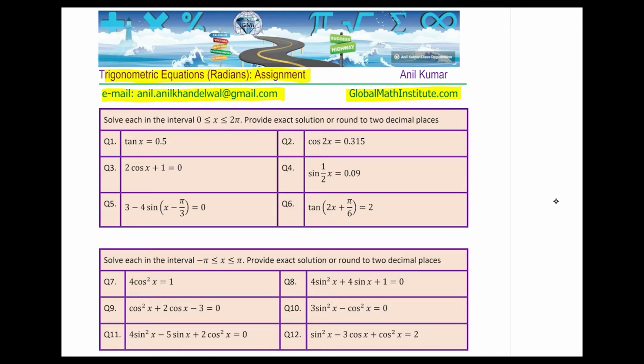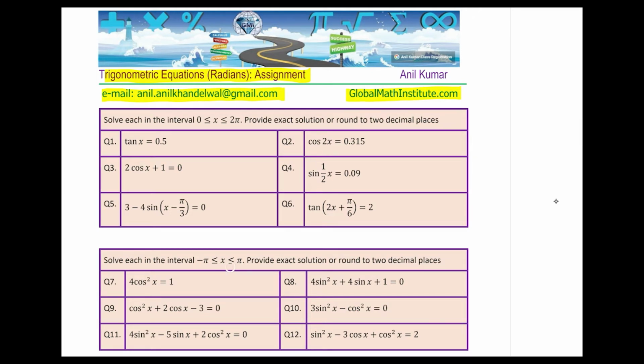At present, you can see 11 questions on the screen. Let us go through these questions before answering them. The very first set of questions is: solve each in the interval 0 to 2 pi. Provide exact solution or round to 2 decimal places. For all these equations, 6 of them, you have to provide solution either as exact value or round your answer to 2 decimal places. The next set of questions is: solve each in the interval minus pi to pi, provide exact solution or round to 2 decimal places.